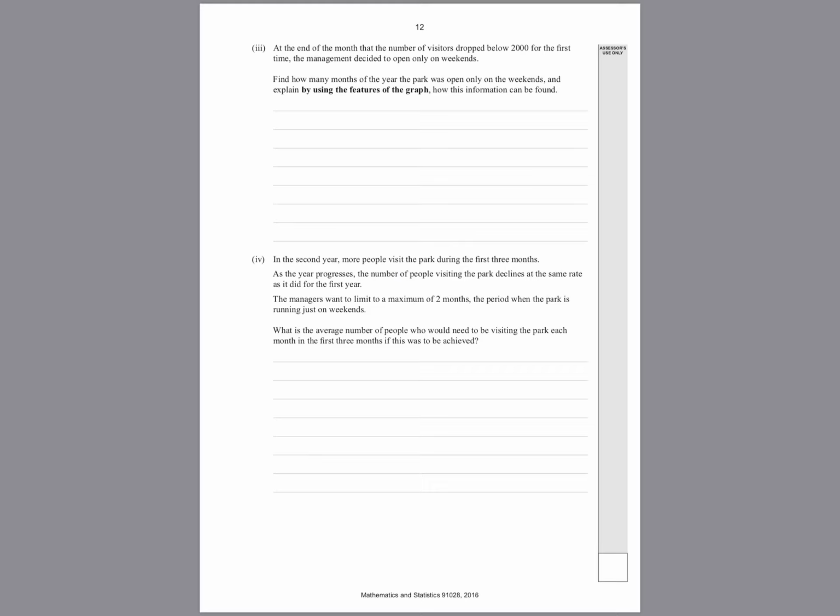At the end of the month that the number of visitors dropped below 2,000 for the first time, the management decided to only open on weekends. Find how many months of the year the park was opened only on weekends, and explain by using features of the graph how this information can be found.